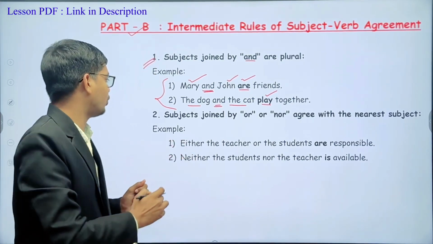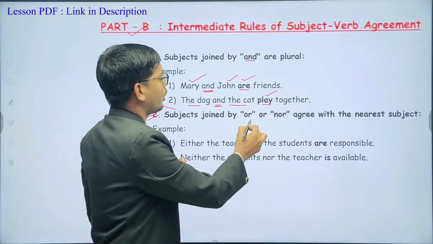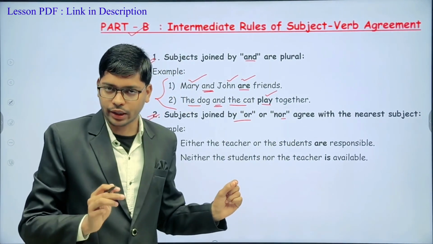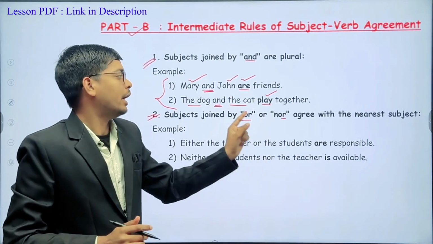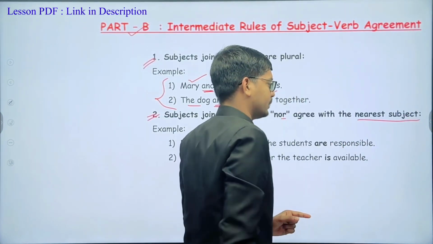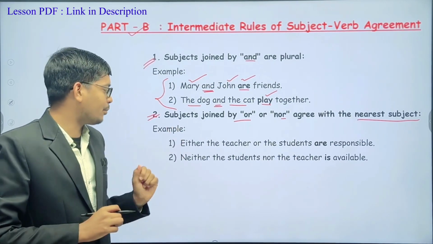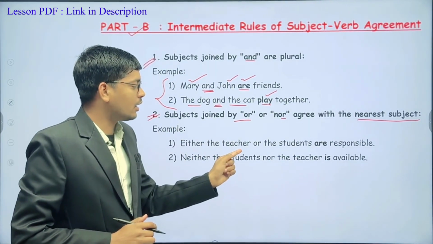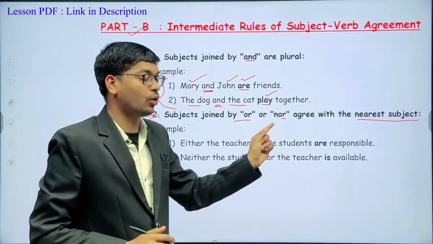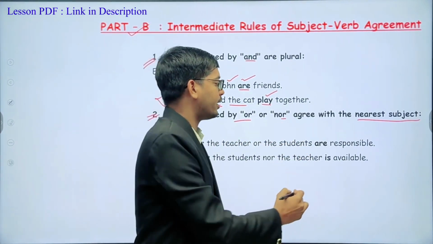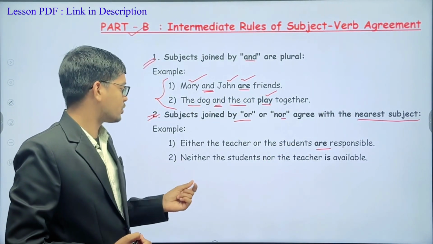Next rule: subjects joined by or or nor agree with the nearest subject. Let's see an example. Either the teacher or the students are responsible. Next example: neither the students nor the teacher is available.